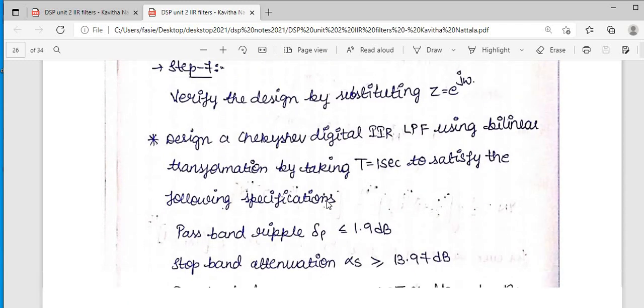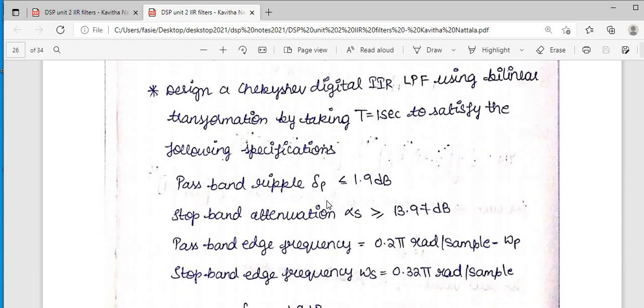Let us see one problem, students. Design a Chebyshev IIR low pass filter using bilinear transformation by taking T equal to 1 second to satisfy the following specifications. So that is our main concern. That is our main criteria.